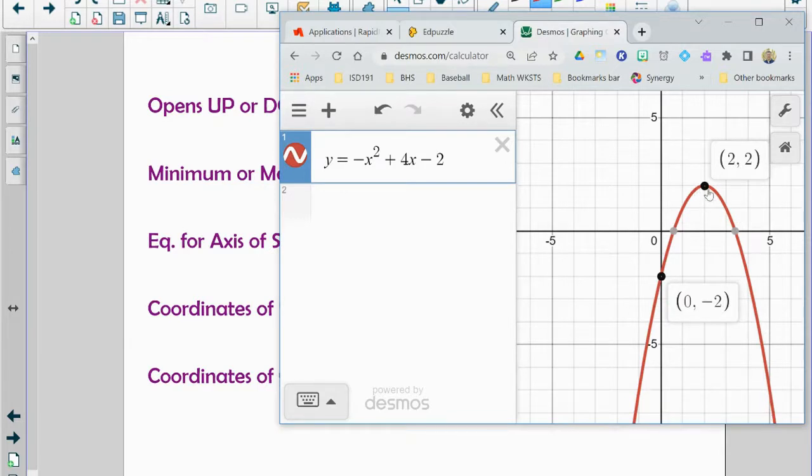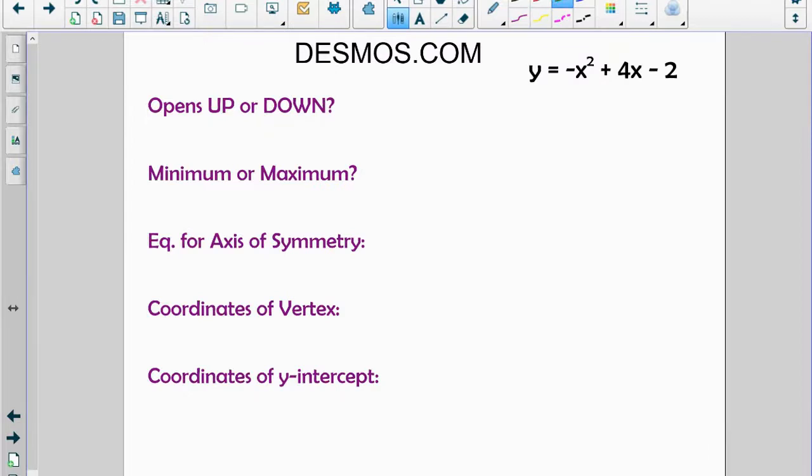And because of that, I have a highest point of my parabola right here at a y value of 2. Notice it never goes above a y value of 2. It's everything that's smaller than that. So I have to start kind of filling this out. So it opens down, and there is a highest point, which we would call a maximum. So opens down and maximum.